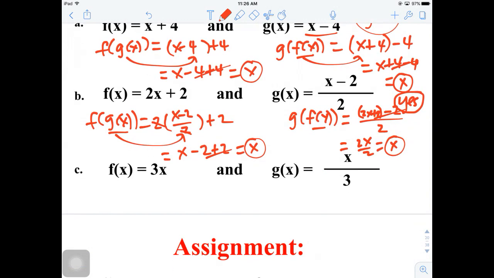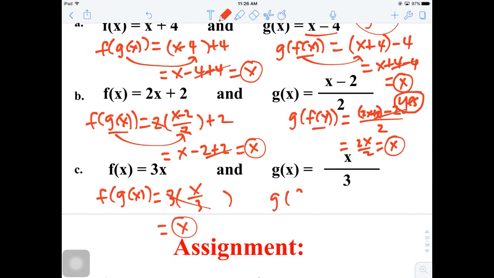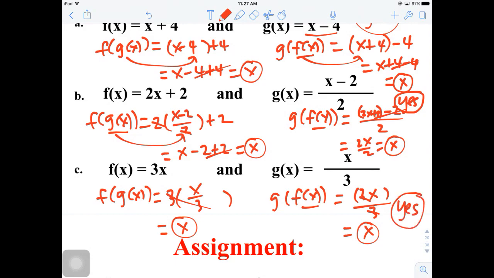And then the last one is that f of x equals 3x, and g of x equals x over 3. For f of g of x, the 3's will cancel out. You get x right away. And g of f of x is equal to x over 3. And what are we putting inside? f of x, right? f of x is 3x. And the 3's will cancel out. And again, you get x back. So in fact, all three of them are inverses of each other.